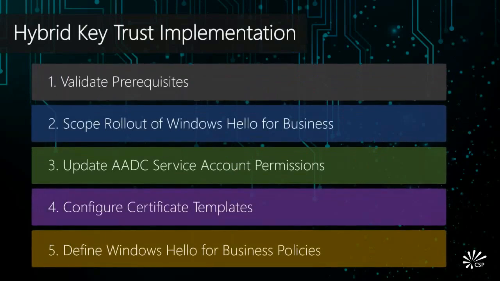So here is a high-level outline of the steps that we're going to walk through in the demo. First, we need to validate our prerequisites. Just make sure we have all the necessary bits and pieces in place to support Windows Hello for Business. And then we're going to put something in place to scope out our Windows Hello for Business rollout, because most likely you don't want to just deploy this across your entire organization at once. You're going to want to test it out. You're going to want to deploy it to a set of pilot users first. So we'll see how we do that.